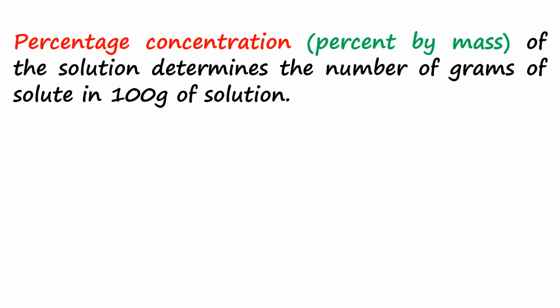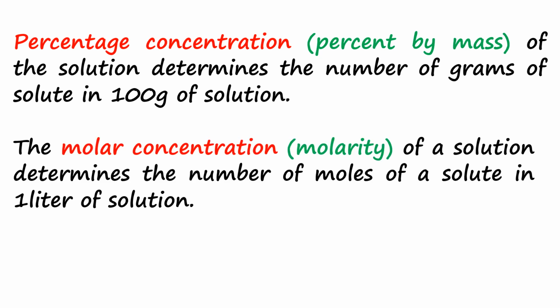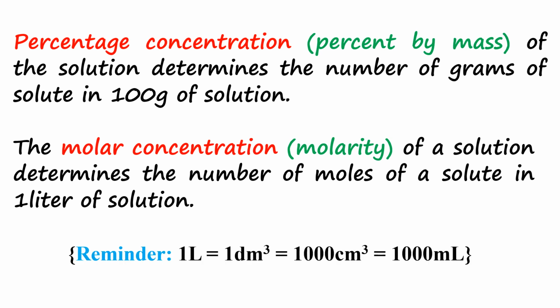Let's start. If we are to convert concentration, let's remind ourselves what the values actually define. Percentage concentration, percent by mass of the solution, determines the number of grams of solute in 100 grams of solution. The molar concentration, molarity of the solution, determines the number of moles of the solute in 1 liter of solution. I would like to remind you that 1 liter is the same as 1000 cubic centimeters. Well, it's time to solve a problem on this topic.